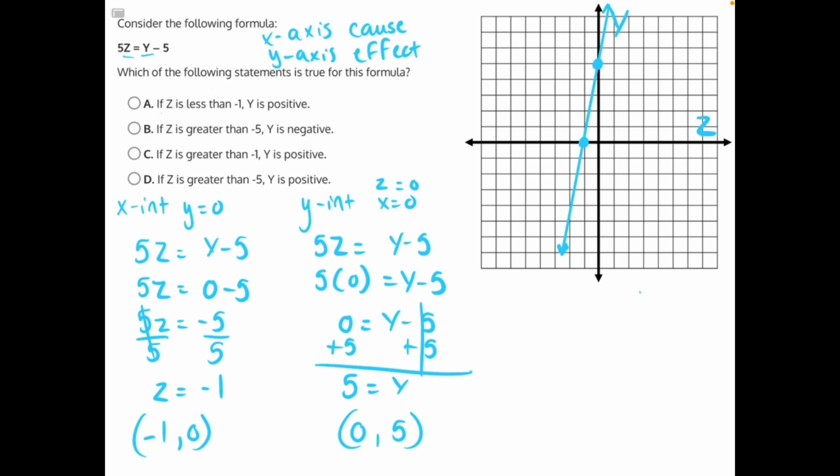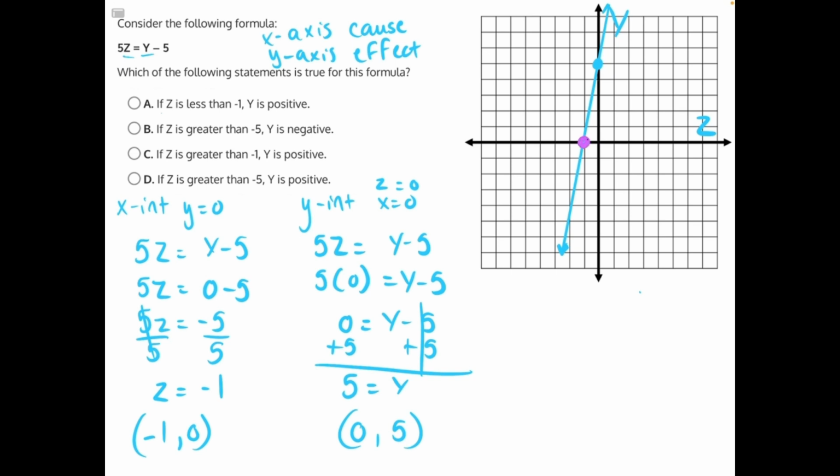Here I've used our two intercepts to plot this graph. One intercept at negative 1, comma 0, so I went to the left by 1 and up by 0, and then 0, comma 5 was up by 5 and over 0. Now we can use this to analyze our graph and find our correct answer.